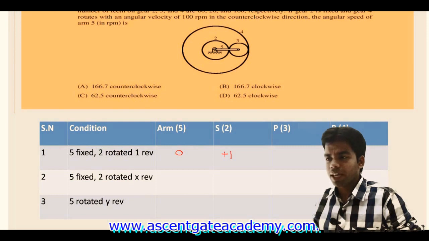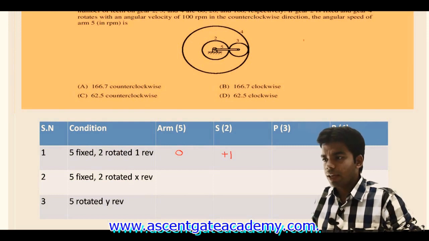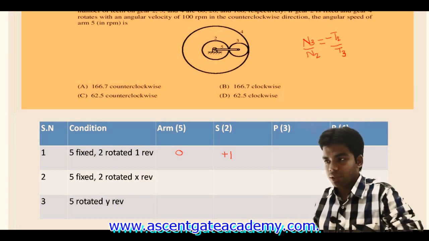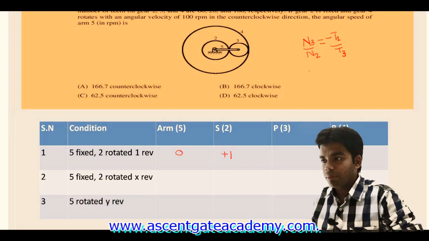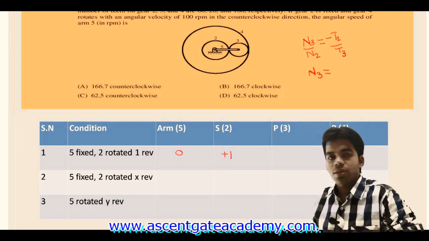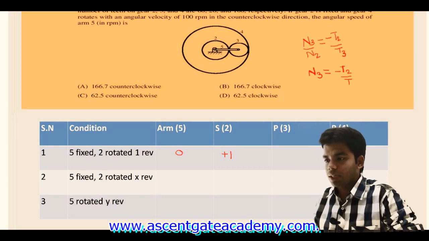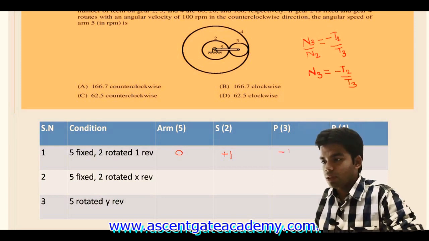What will be the speed of the planet now? As we know, n3 by n2 will be equal to minus of T2 by T3. Why minus? Because they are meshing externally, so the direction of rotation will be opposite. So n3 will be equal to minus of n2 into T2 by T3. And as we have assumed that the sun gear is rotating +1 revolution, n2 is equal to 1, so n3 will be equal to minus of T2 by T3.